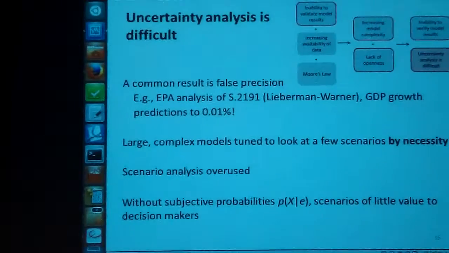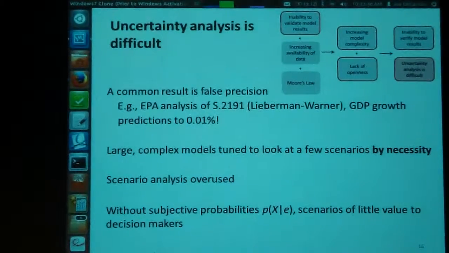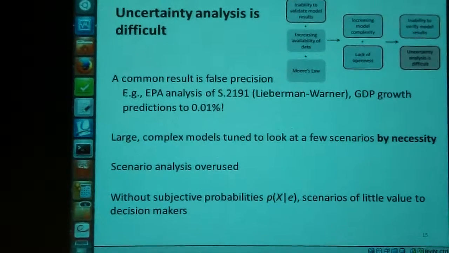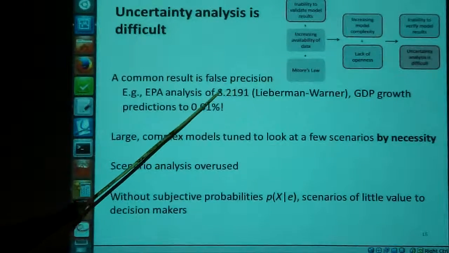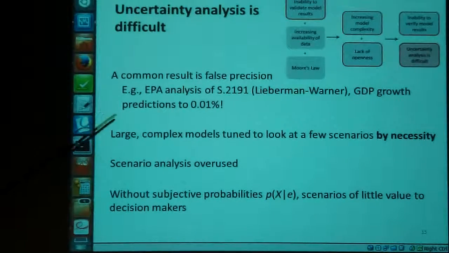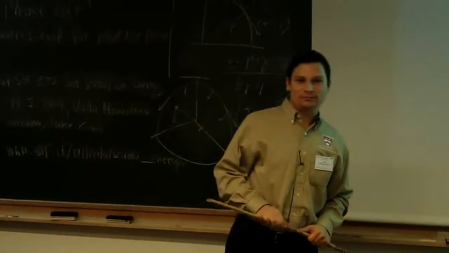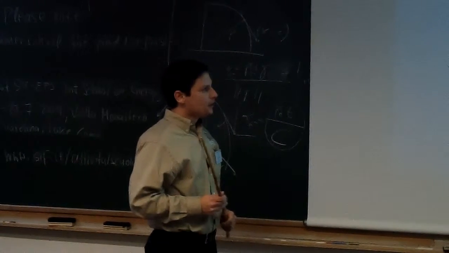All right, and then finally, uncertainty analysis is difficult, again, because the models are fairly complex. And a common result is false precision. So we just pretend that there's not so much uncertainty. I've actually seen EPA analysis of a particular climate bill that was introduced in the US Senate, where they provide growth estimates for the gross domestic product down to 1/100%. I mean, there's no way, right, that they know it to that level of specificity, but they run the model and the model gives them the number and so they use it. Okay, so there's a lot of that false precision out there.